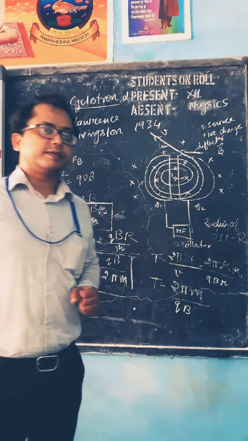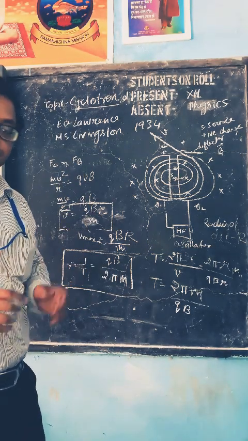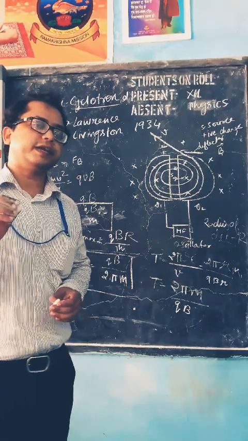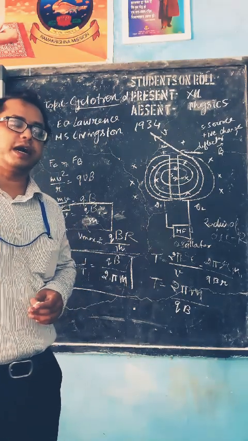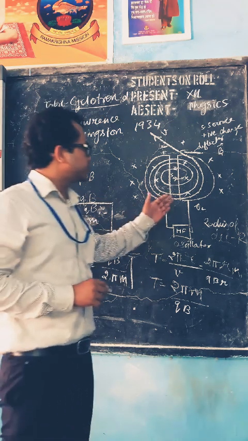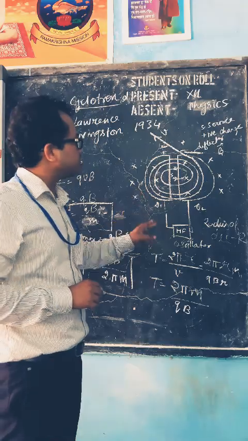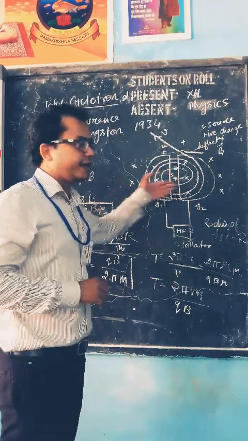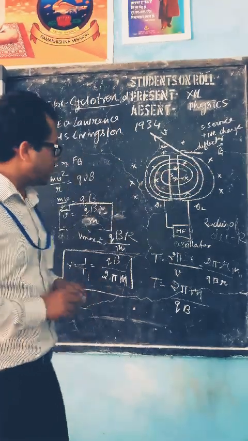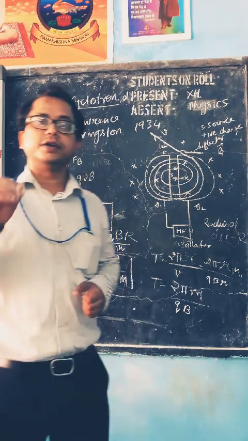cyclotron. This is the device which is used to accelerate heavier elementary charged particles to very high velocities. You have seen its construction, and its principle is that it uses crossed magnetic and electric fields, and its frequency of revolution is independent of the radius.